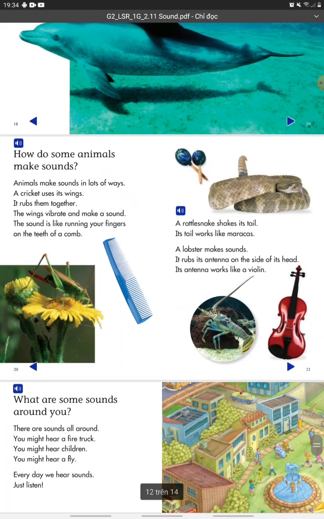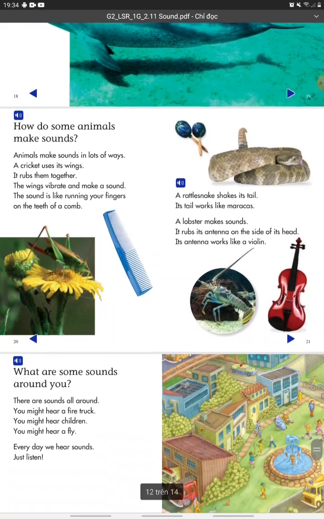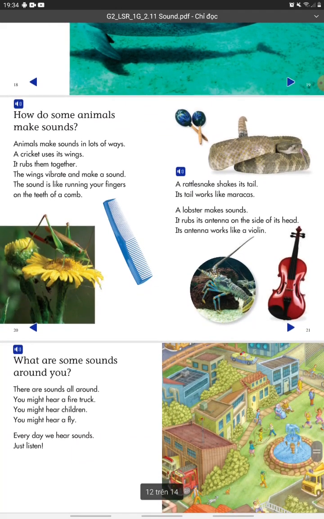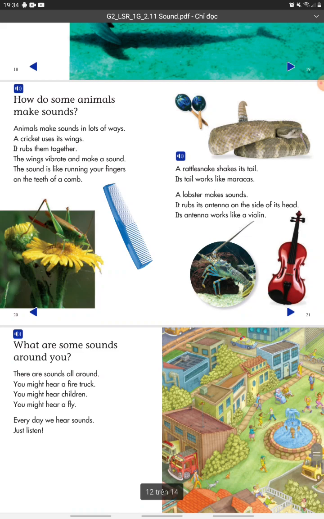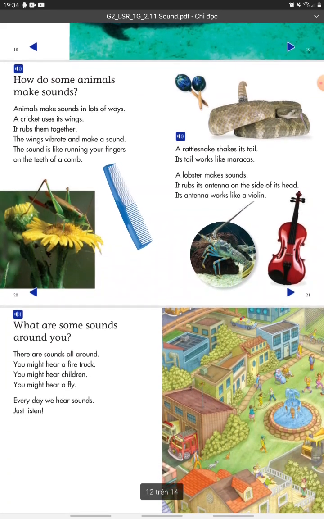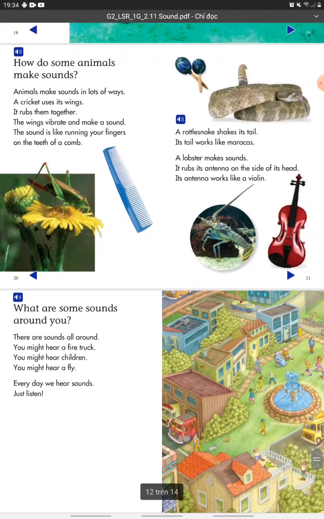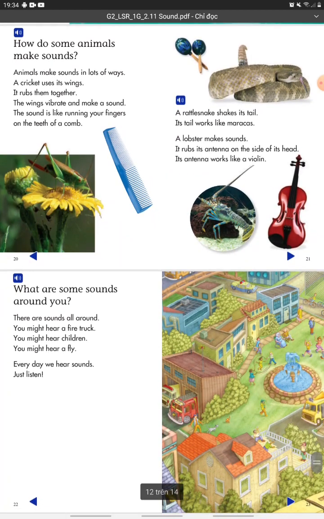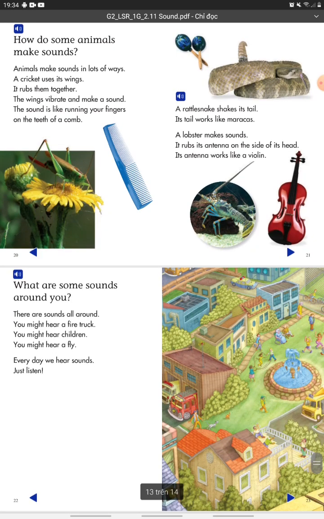How do some animals make sounds? Animals make sounds in lots of ways. A cricket uses its wings. It rubs them together. The wings vibrate and make a sound. The sound is like running your fingers over the teeth of a comb. And the rattlesnake has its tail. Its tail works like maracas. A lobster makes sounds. It rubs its antenna on the sides of its head. Its antenna works like a violin.